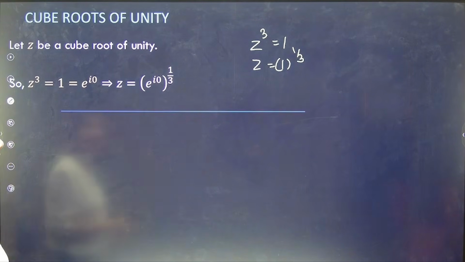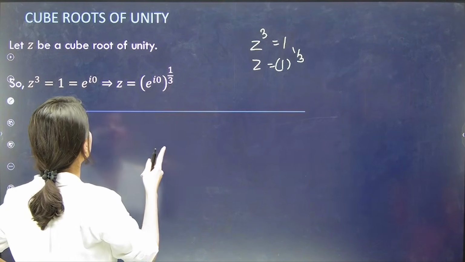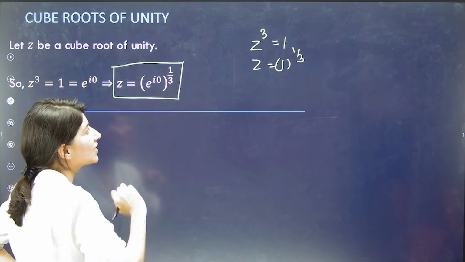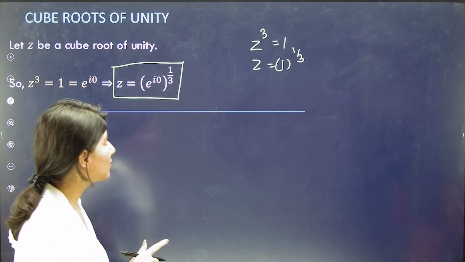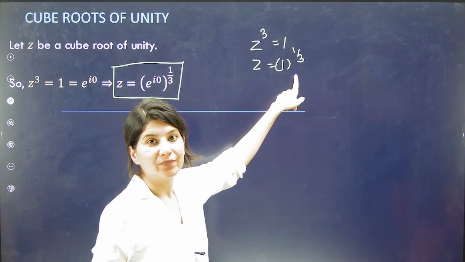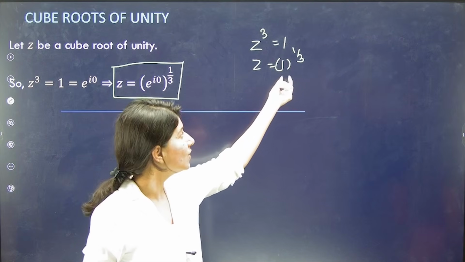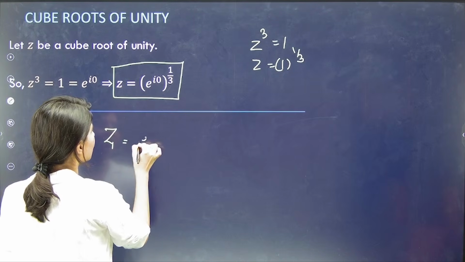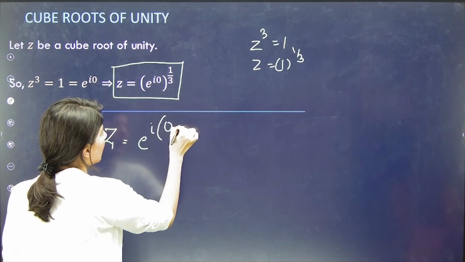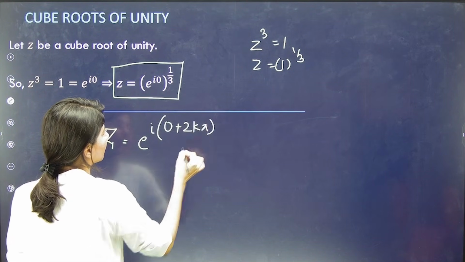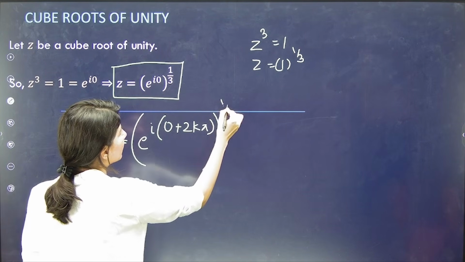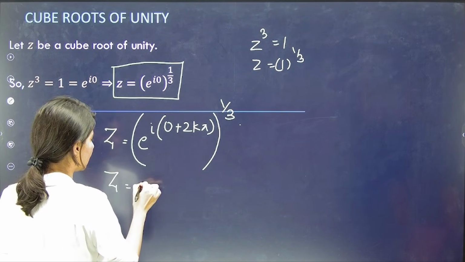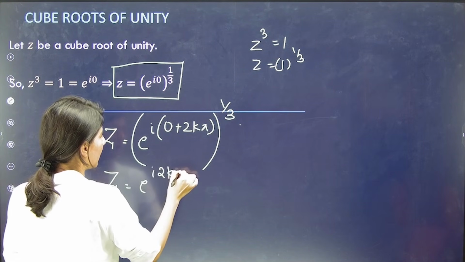So now again we are going to apply the same process. 1 can be written as e raised to the power iota 0 in Euler's form, because 1 is cos 0 plus iota sin 0, so e raised to the power iota 0. Now what will you do? z will be equal to e raised to the power iota (0 plus 2k pi), add 2k pi in the argument, raised to the power 1 by 3. Now divide by 3: z is equal to e raised to the power iota 2k pi by 3.